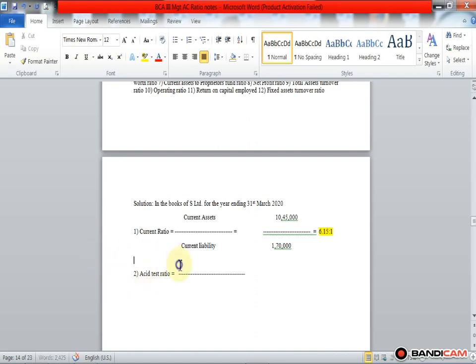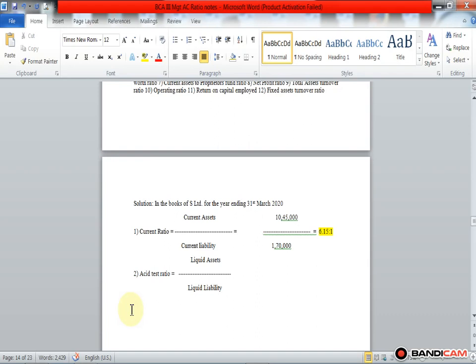What is the formula of the acid test ratio? We discussed in our previous lecture: liquid assets divided by liquid liability. So here we put the figures, or we find out the liquid assets and liquid liability of the organization.